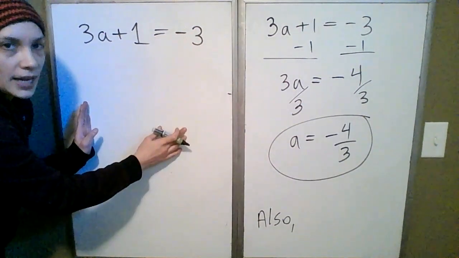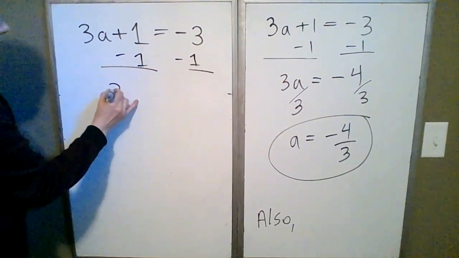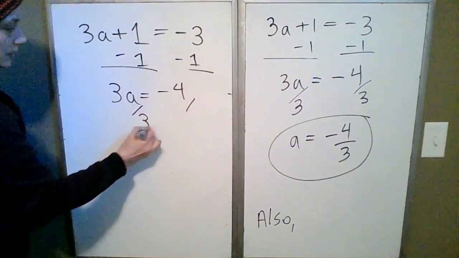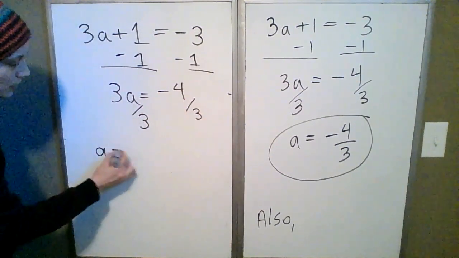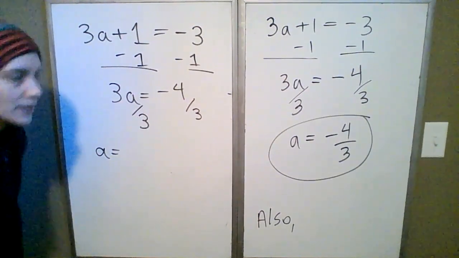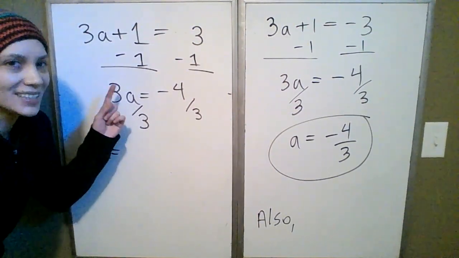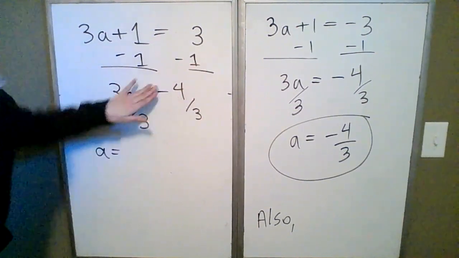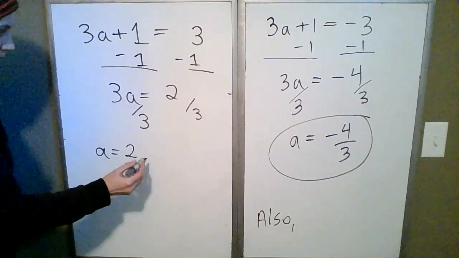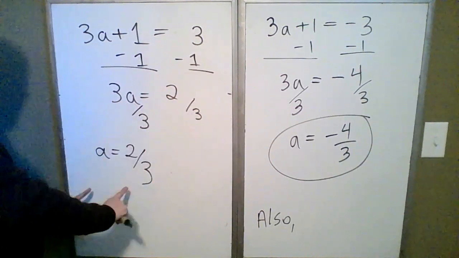Okay, then we solve this for a and we're done. 3a equal to negative 4/3. Wait, I just did the same thing, didn't I? We need a positive 3. Okay, we need 2 solutions. We need this one where you have 2 thirds. So we need to divide both sides by 3. A is 2/3.